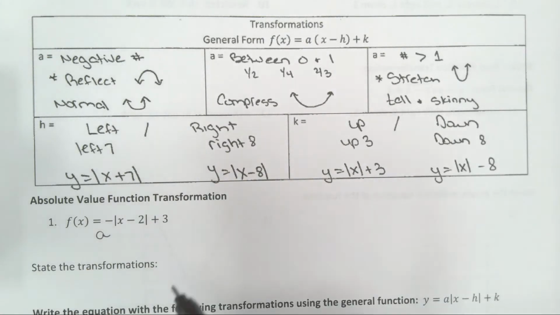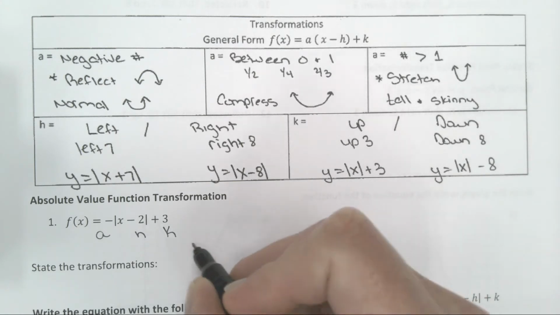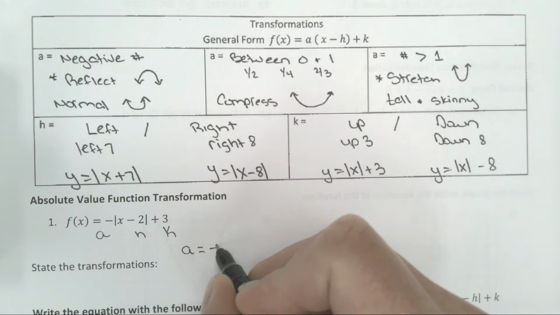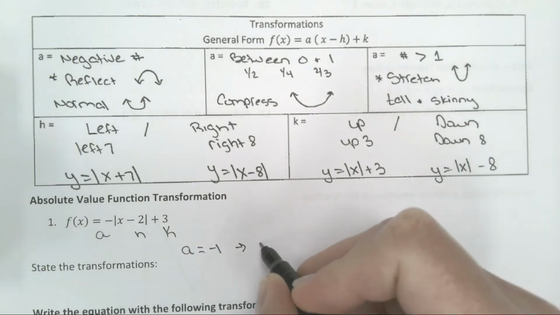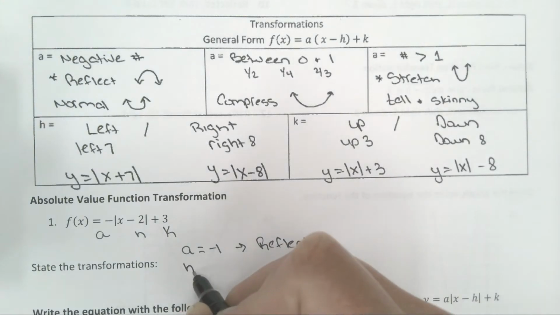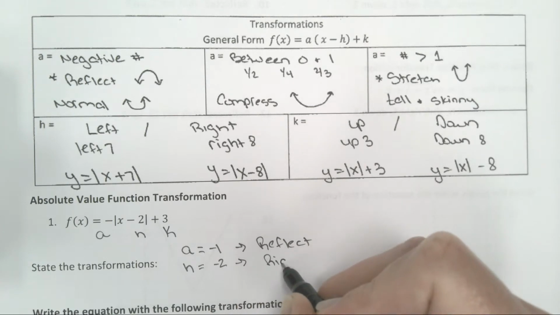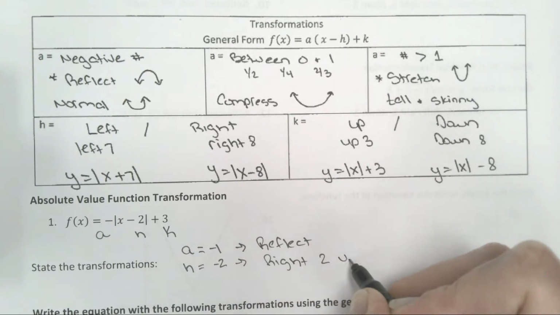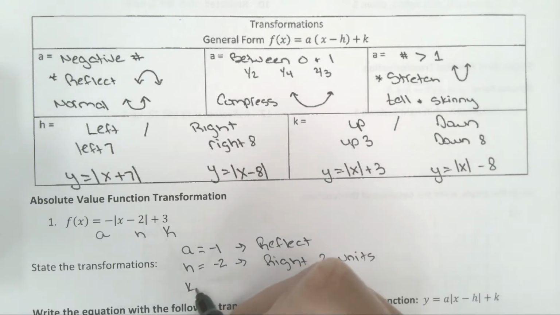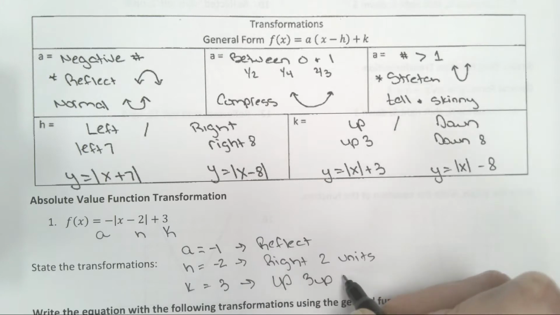So there is the A, the H, and the K. So let's keep going. This means if I wanted to state my transformations, since A is -1, that means it made it reflect. Since H is -2, it lied and it actually went right 2 units. And K is 3, and that means it moved up 3 units.